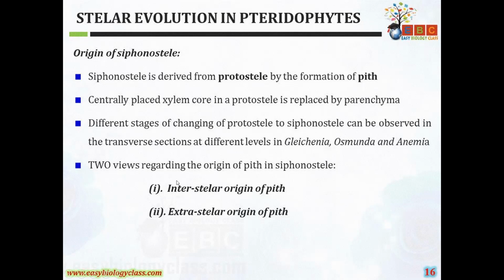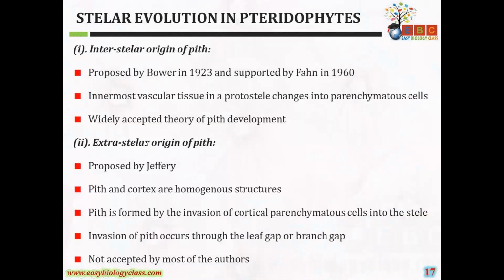Here they have postulated two theories regarding the origin of the pith in the siphonostele: intrastelar origin of pith and extrastelar origin of pith. Intrastelar origin was proposed by Bower in 1923 and is supported by Fan. The innermost vascular tissue in the protostele changes into parenchymatous cells, due to which the formation of pith occurred. This is the widely accepted theory of pith development, that is, within the stele, from xylem only. It was given by Bower.